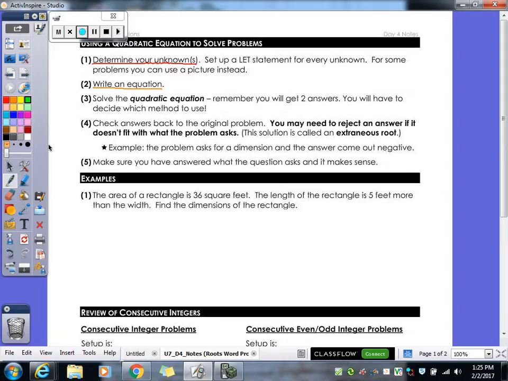Remember, when you are solving your quadratic equation, you will get two answers. Sometimes you can keep both of the answers. Sometimes you have to get rid of one of the answers. So we'll go through how to figure that out. You want to check your answers. You may need to reject one, as I was just saying. And then you have to make sure you have answered the question and that it actually makes sense. So sometimes you take your answer and you have to do a little bit more work with it.